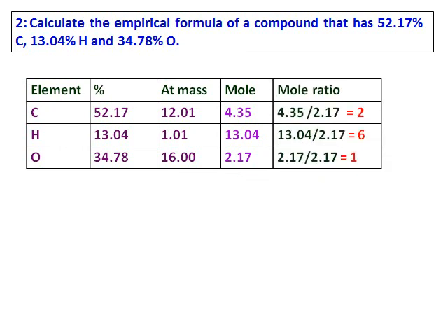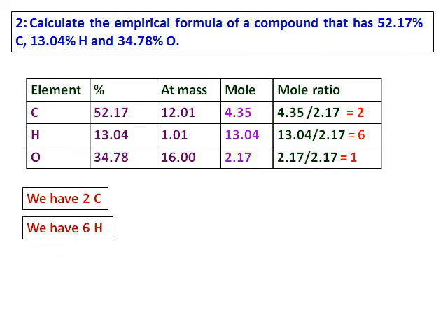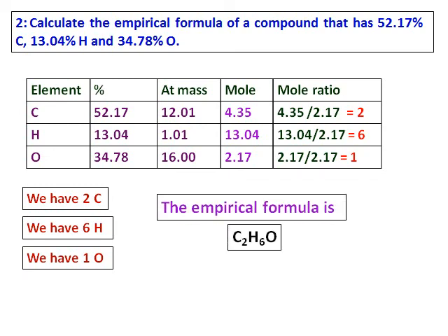So once I get the moles, calculate the mole ratio. The smallest number over here is 2.17. So divide all the numbers by 2.17 and I get the mole ratio as 2, 6, 1 for carbon, hydrogen, oxygen. That means we have 2 carbons, 6 hydrogen and 1 oxygen. And hence the empirical formula is C2H6O.